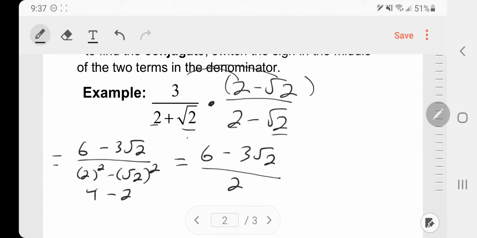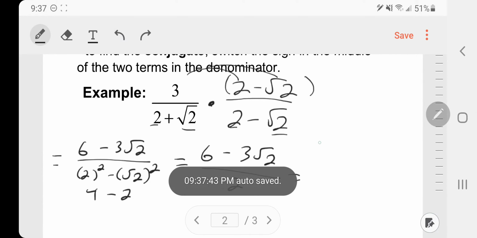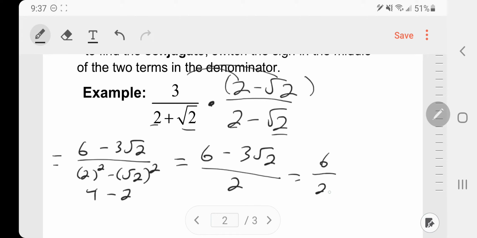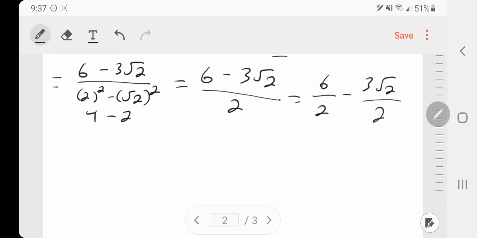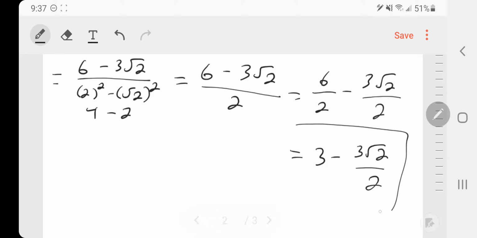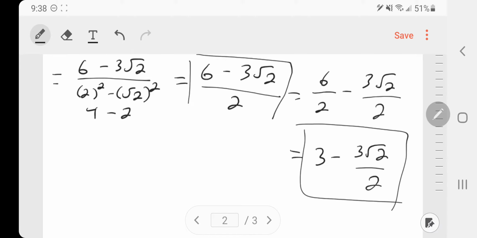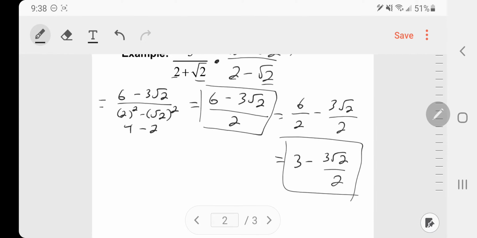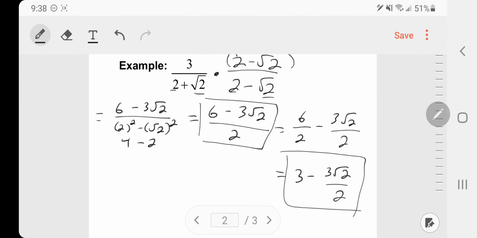Now this right here is an acceptable final answer. There's one more way you could simplify this. That's by breaking it down. So I'm going to go ahead and break this into 2 separate fractions. So it could also be 6 over 2 minus 3 square root of 2 over 2. In this case, this one on the right could simplify to 3 minus 3 square root of 2 over 2. I would accept either of these two answers. Those are both technically correct.